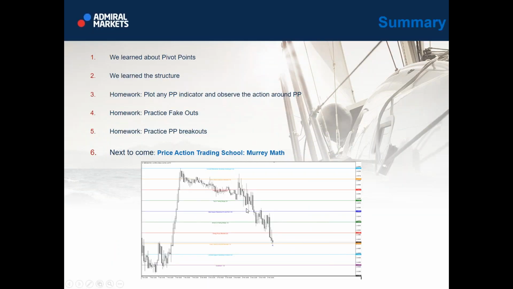So today we learned about pivot points. We learned the structure of pivot points. Your homework will be to plot any pivot point indicator and observe the action around pivot points. Practice fake outs. Practice PP breakouts, pivot point breakouts. And next to come is Murray Math.